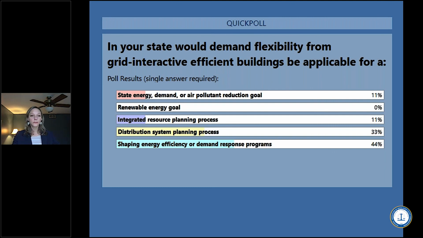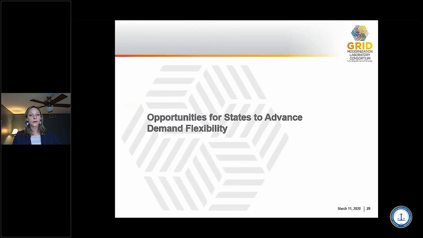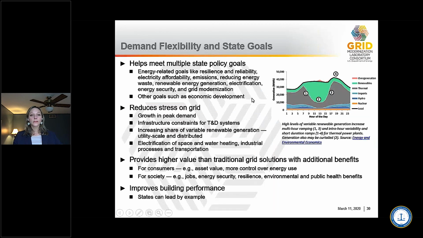And if we can go on to slide 30, it seems like many of you agree with this first statement, since you voted on a few of them, that demand flexibility can help meet multiple state goals. Some of the ones that weren't listed on the slide are reliability and resilience, and energy affordability. Demand flexibility can address other grid challenges and reduce stress on the grid.